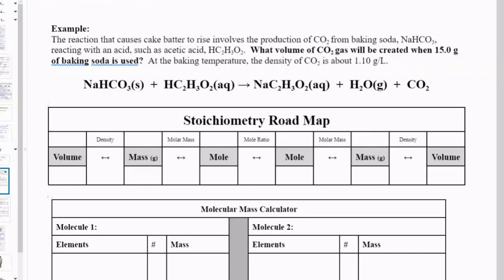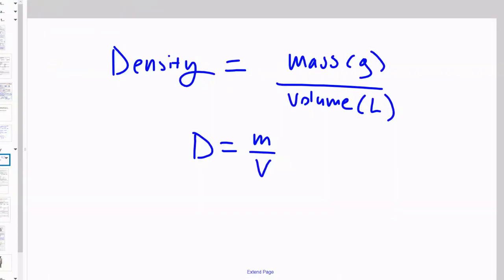Hello, Chemistry, Mr. McKee here with the final installment in our stoichiometry series, in which we incorporate density and volume into our calculations. So I want to begin by reviewing the concept of density here.